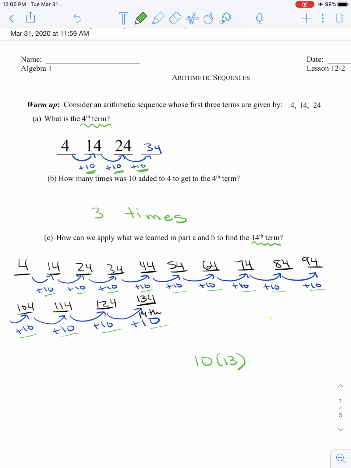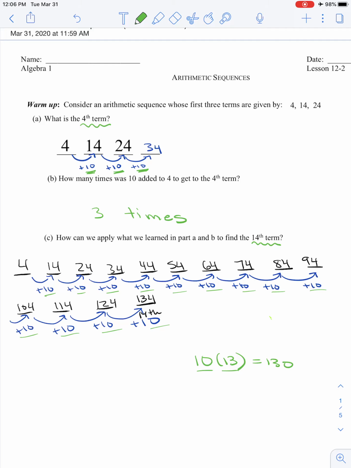But if you multiply 10 times 13, it doesn't give you the answer 134. So you have to think to yourself, well, wait a minute. That gives me 130, right? 10 times 13. So how could I get to 134, which we know is the value of the 14th term? So you should realize that 134 is really 4 more than 130.